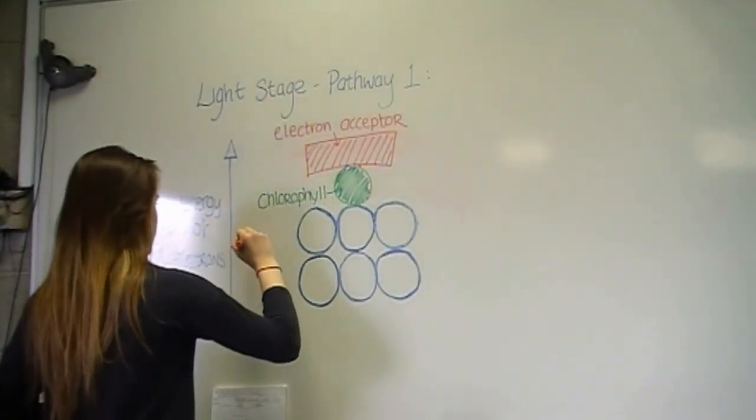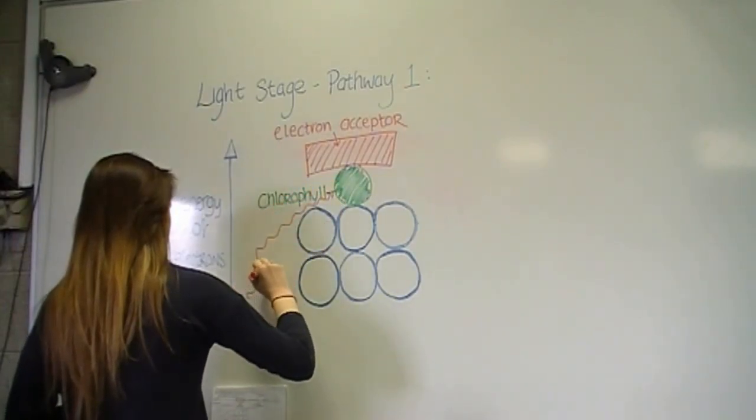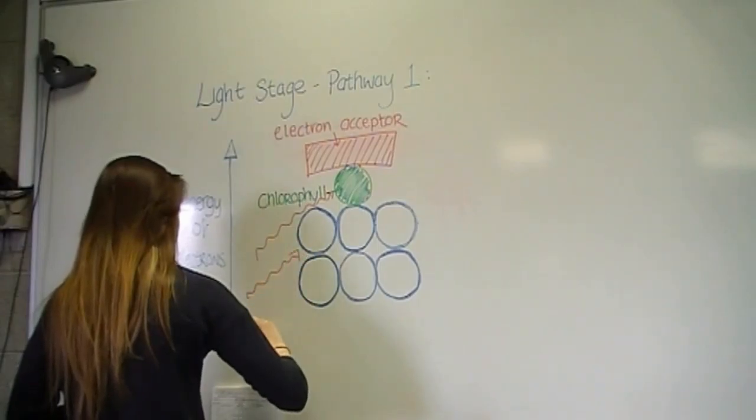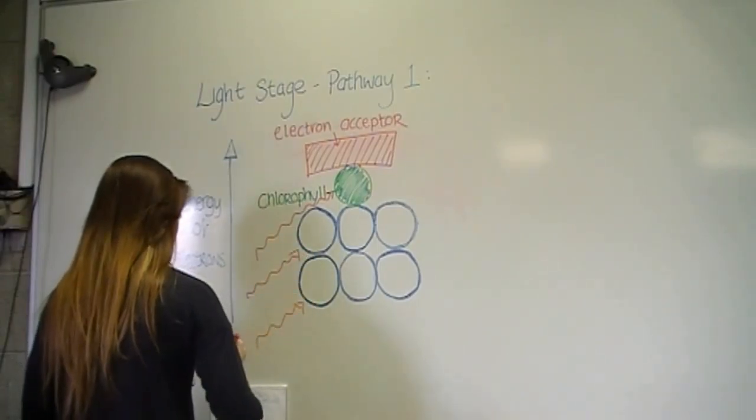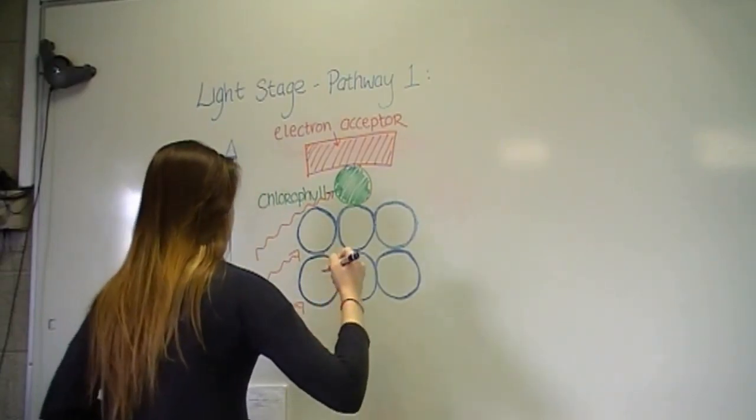Photosynthesis occurs in two stages, the light stage and the dark stage. The light stage is the light-dependent stage. It occurs in the grana of the chloroplast. It's broken down into three parts. First part, light is absorbed. Light energy from the sun is trapped by pigments in the leaf.